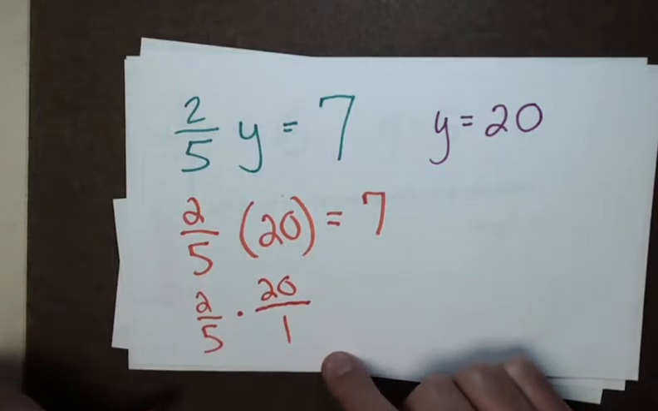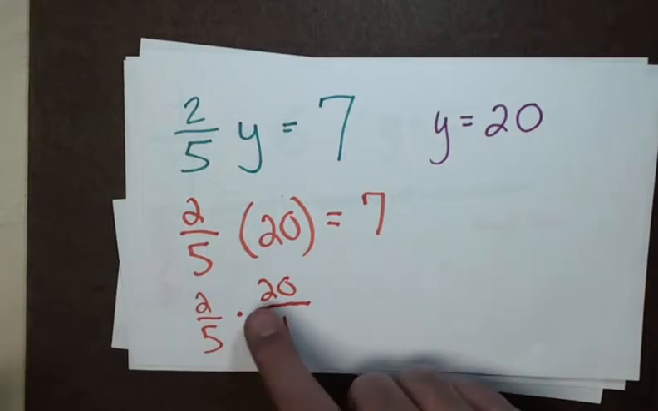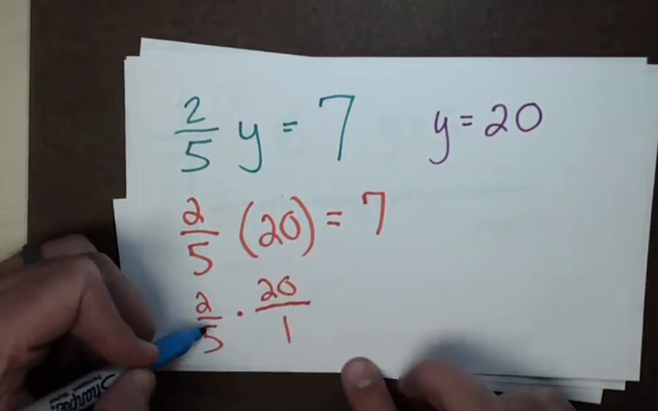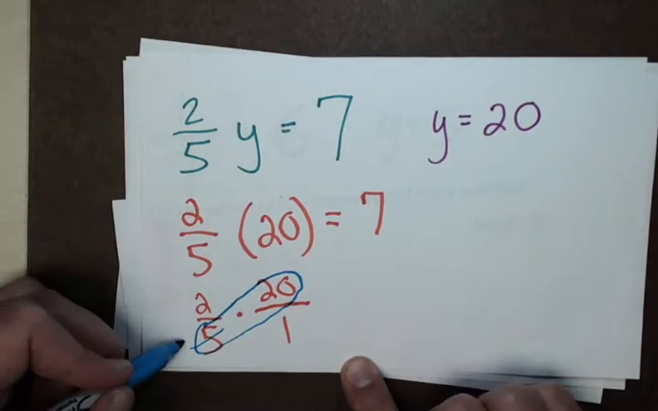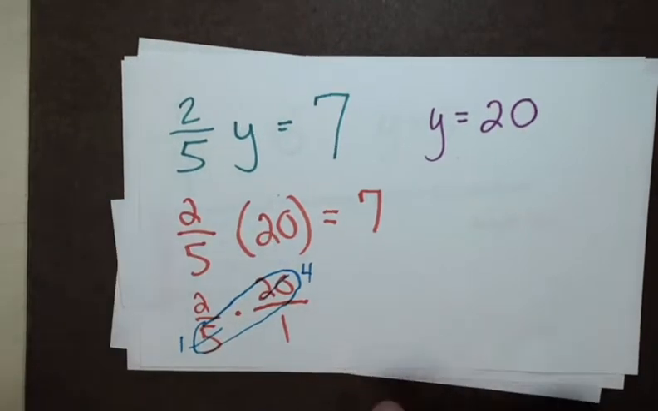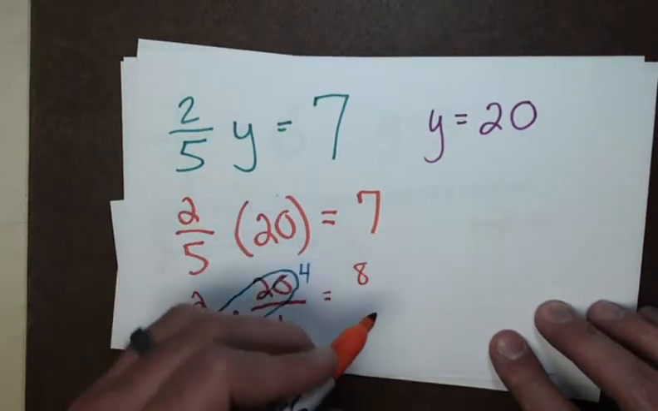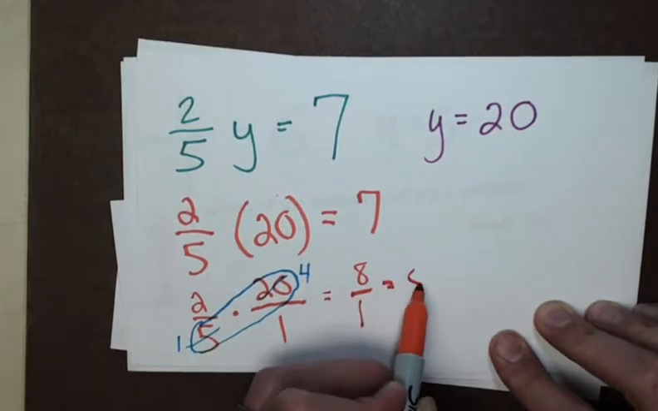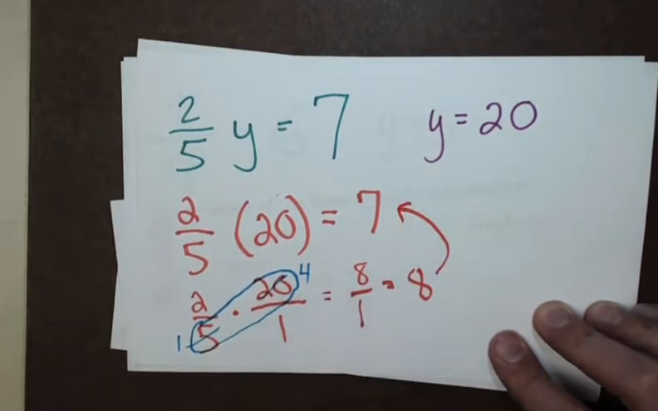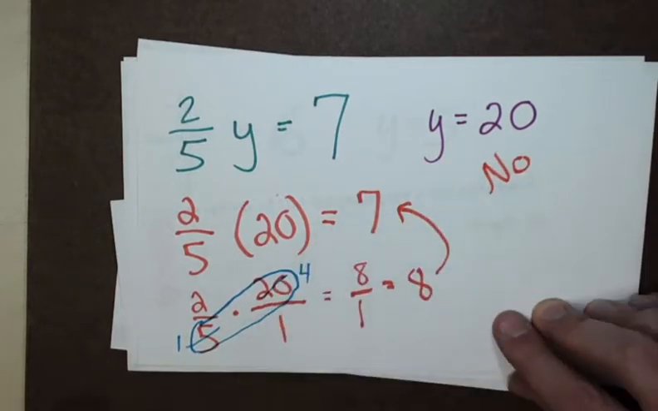Okay, now we can cross simplify here. 5 and 20 share a common factor of 5. So 5 divided by 5 is 1, and 20 divided by 5 is 4. Okay, and so what we end up with is 2 times 4. So top times top is 8, and bottom times bottom is 1, which equals 8. Alright, and 8 does not equal 7. So y equals 20 is not a solution to this equation.